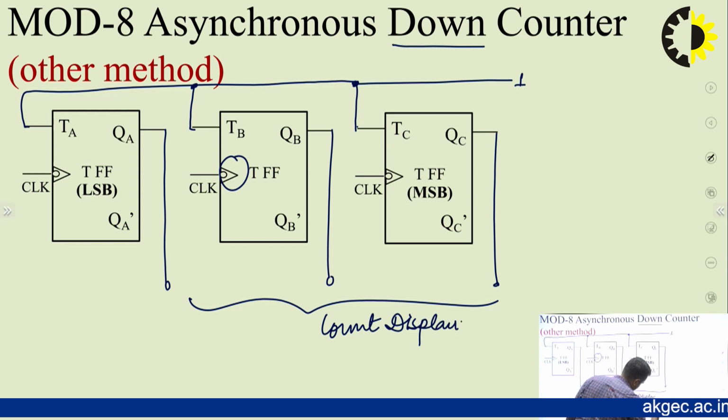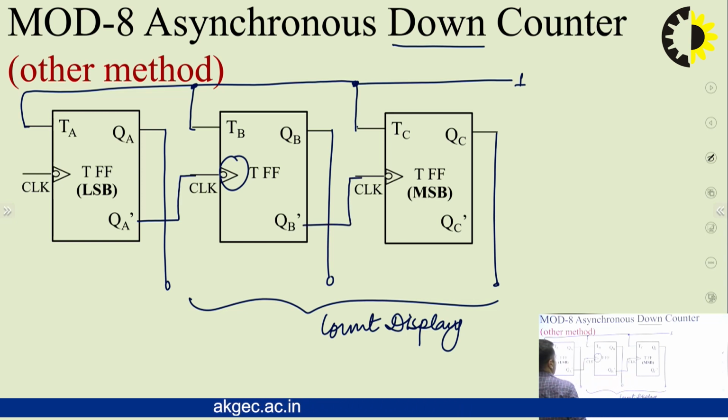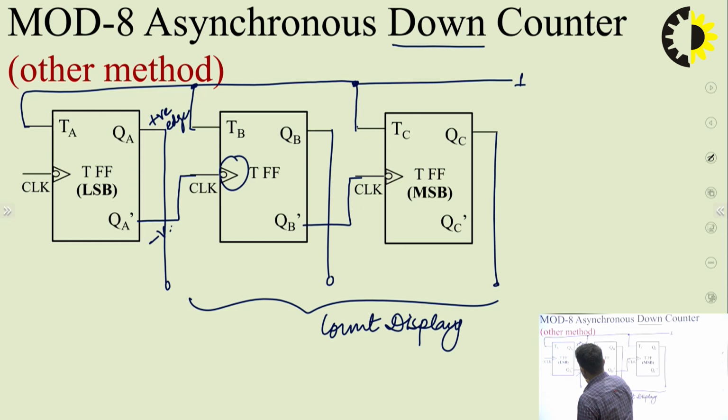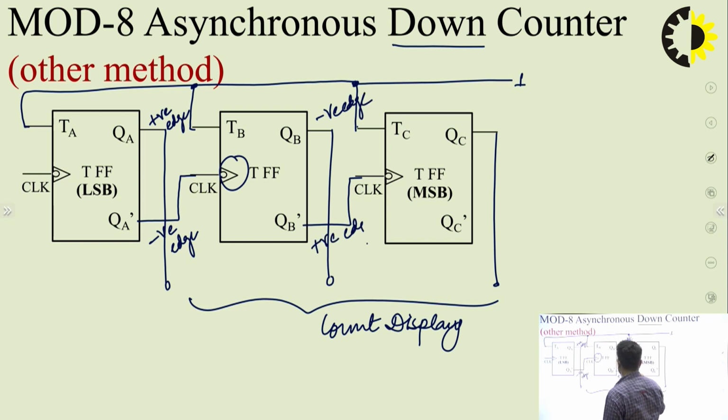Now the only thing that is changing here is that instead of this QA getting connected to clock, I am connecting QA bar to clock. Similarly here QB bar to the clock. Why is it possible? Because whenever this QA generates a positive edge, here a negative edge will be generated. And when this generates a negative edge, a positive edge will be generated here. So instead of changing the clock, I am changing the clock connection.